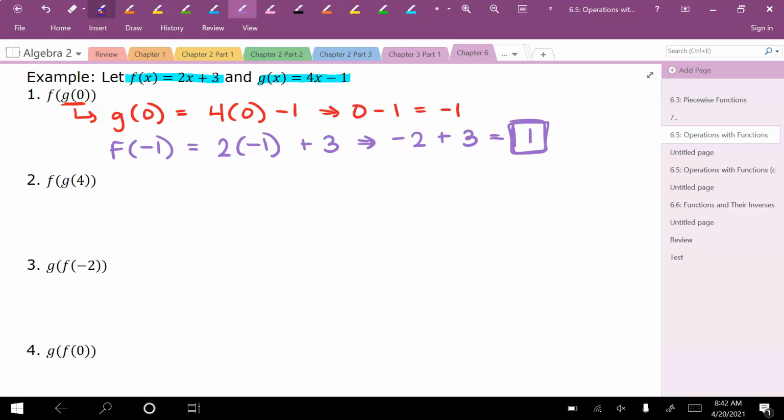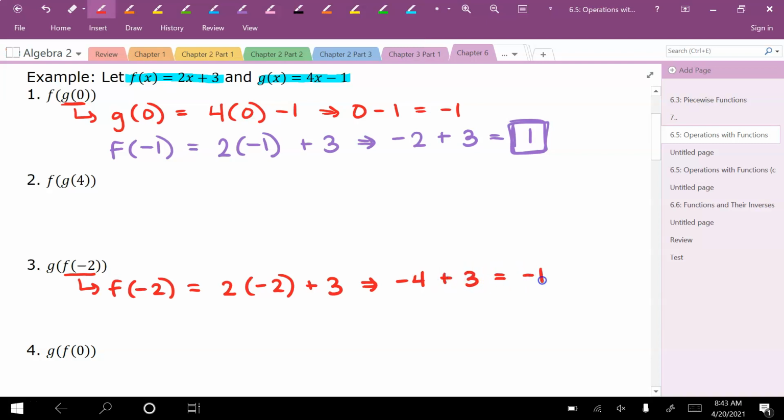Let's skip down to number 3. Number 3 says g of f at negative 2. So they have flipped the way that I'm doing my composition. For 3, similar to what I did for number 1, I need to evaluate the piece in the middle first, so that's f at negative 2. So I'm going to take negative 2 and put that in for f's function first. So that's going to be 2 times negative 2 plus 3. 2 times negative 2 would be negative 4. And then I add 3 to that, and I get negative 1.